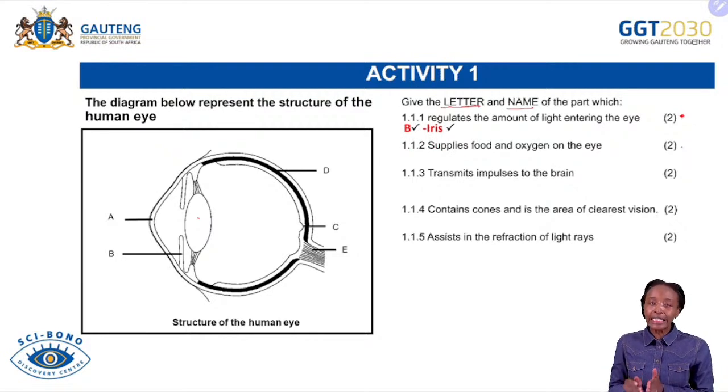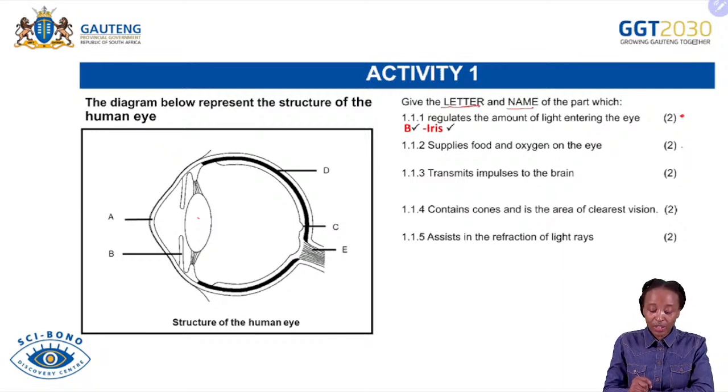The question said it regulates the amount. So it controls the amount of light that enters the eye. The question did not say the part that allows the light to pass through. So you cannot say it's the pupil, because the pupil does not regulate, though it contributes to it. What actually controls the size of the pupil, to allow more or less light to come through, is the iris in this diagram. Because again, when you look at this diagram, there is no label pointing onto the pupil. So that is why your answer is the iris.